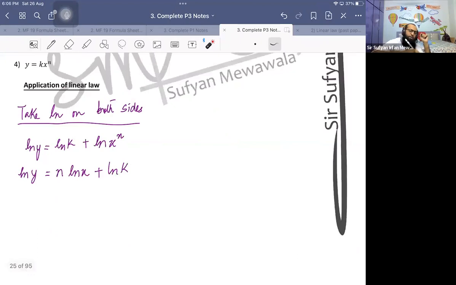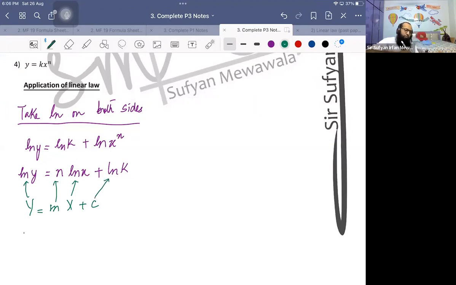So now when we have taken ln on both sides, we know that this will be a product, so the product law will be applied: ln k plus ln x to the power of n. And as per the power law, n will come at the front: n ln x plus ln k. Now, if we compare with y equals mx plus c, in place of y we take ln y, and in place of x we take ln x. The gradient will be n, and the intercept will be ln k.